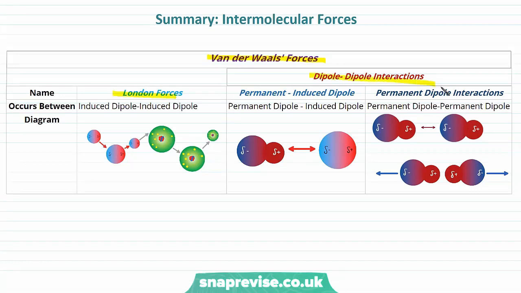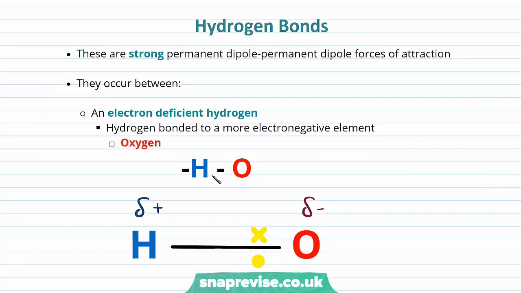The use of so many terms may seem a bit confusing, but it's important for you to appreciate that London forces occur between two induced dipoles. Dipole-dipole interactions encompass both our permanent dipole interactions and our permanent dipole-induced dipole interactions. So far, we've had a look at our London forces and our permanent dipole interaction, looking at the terminology we use to reference these. Hydrogen bonds are our third and final type of intermolecular force of attraction.